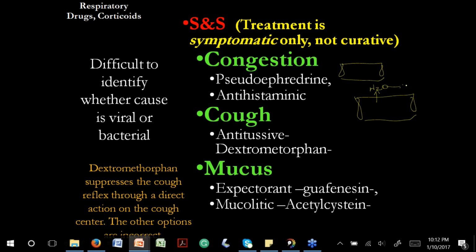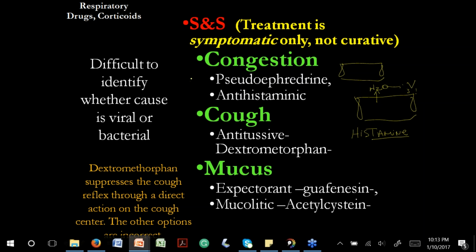So who produces this vasodilation? This vasodilation is basically given by histamine. The histamine is a potent vasodilator of the vessels. So that is going to lead to increased congestion, because that produces the exit of water from the vessels. All right, so for congestion, we have the pseudoephedrine.